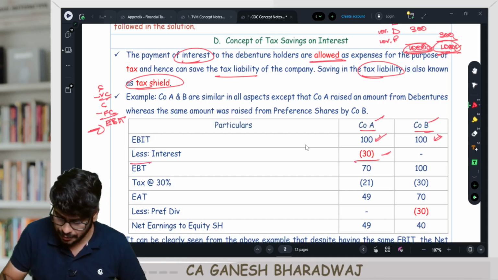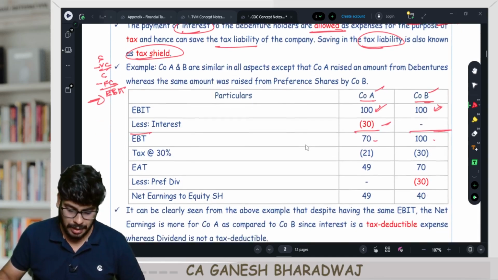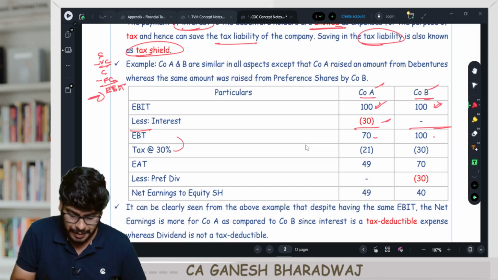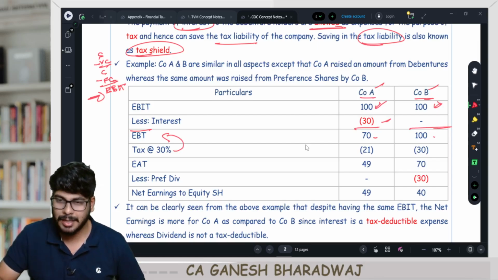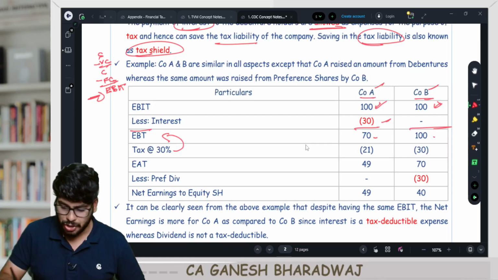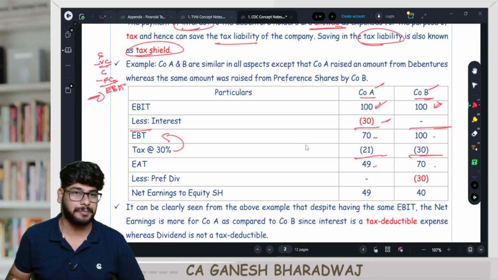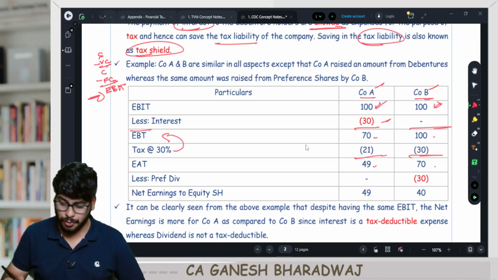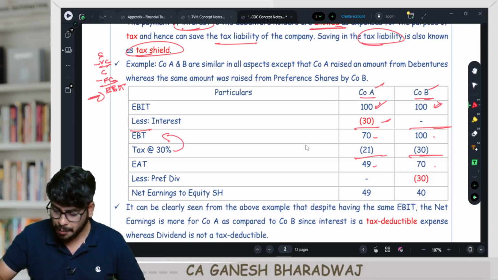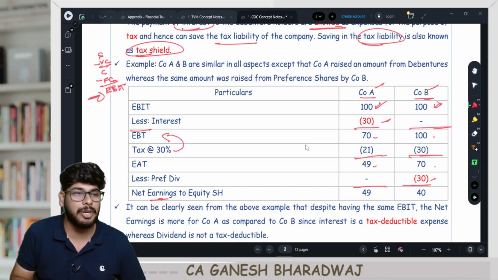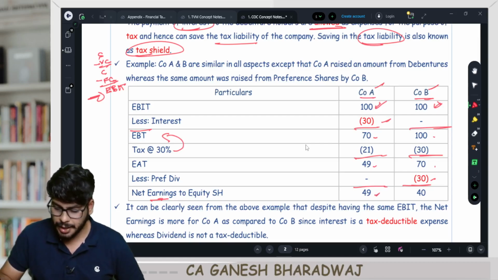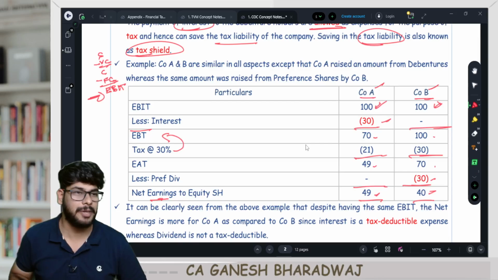So your EBT will be how much? 70 and 100. Now tax at the rate of 30% on EBT: for company A, it is 70 into 30%, which is 21. For company B, it is 100 into 30%, which is 30. So earnings after tax will be 49 and 70 respectively. Now less preference dividend. For company A, there is no preference dividend. For company B, you have 30 rupees of preference dividend. So finally, the net earnings available to equity shareholders is 49 rupees for company A and 40 rupees for company B, right?